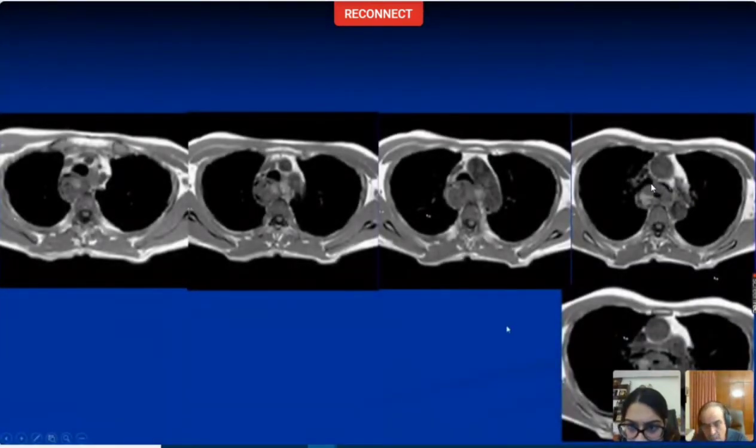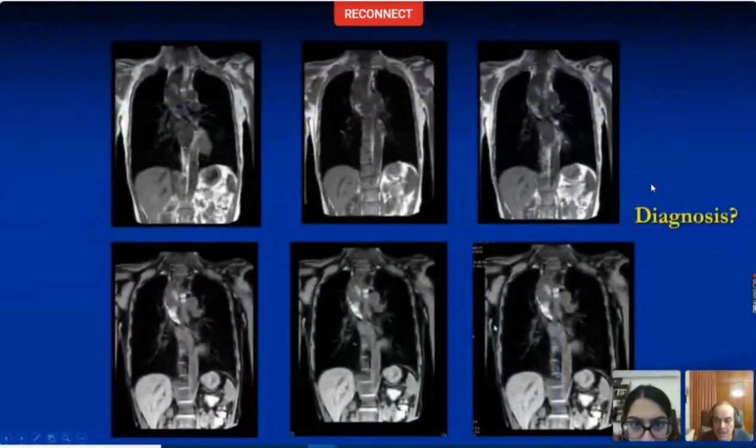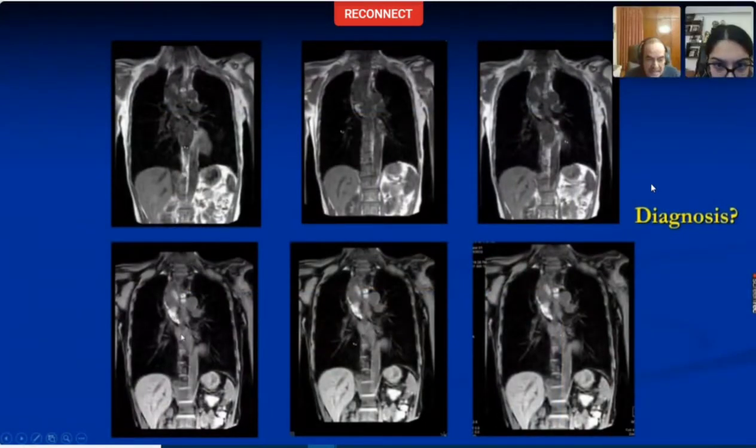Let me show you some more images. These are some coronal T1 weighted images, and you can again see those T1 bright areas within that mass. So large esophageal mucosal plus intraluminal mass with lymphadenopathy with some hyperintense areas within the mass. What do you want to suggest as your diagnosis?